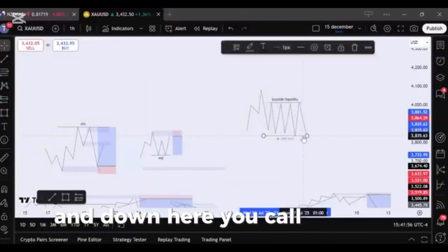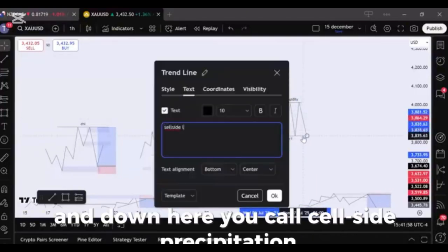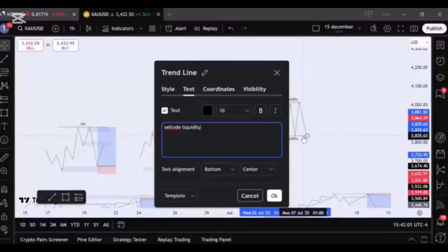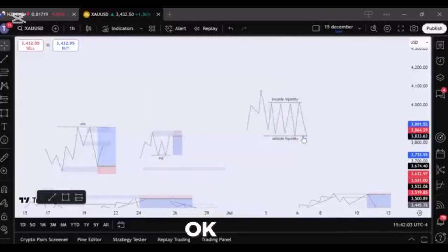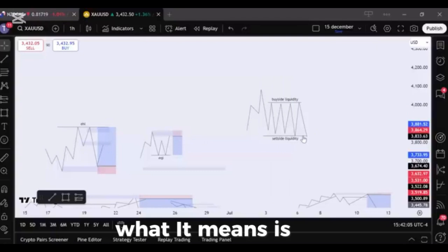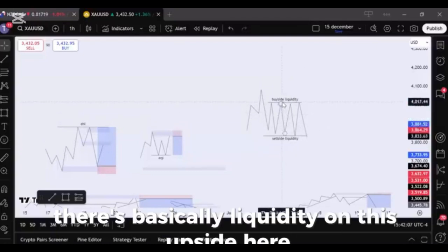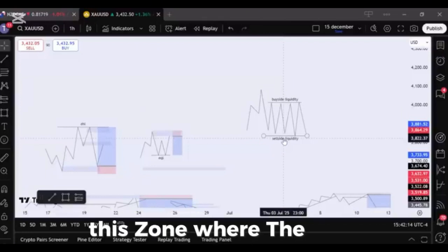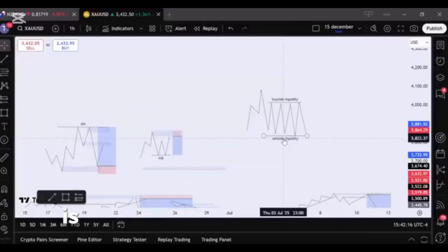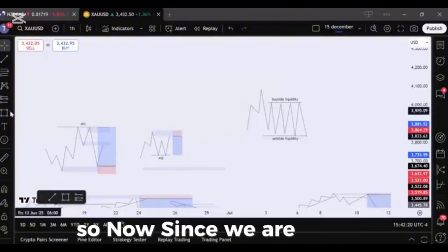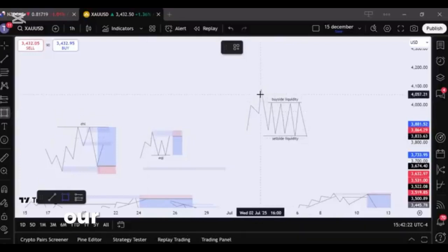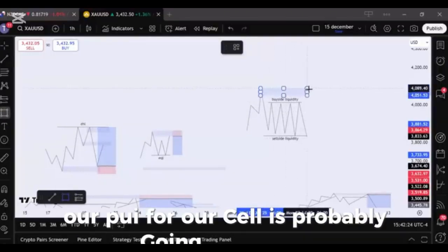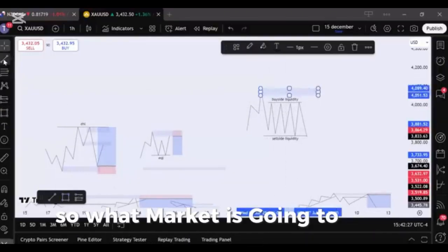Then down here, you call sell side liquidity. Now, what it means is that there's basically liquidity on this upside here, and there's also liquidity on the downside here. But what market is going to do first is this zone where the POI is, where market is going to go and sweep the liquidity first and trigger that POI. So now, since we are bearish because we got this structure shift, our POI for our sell is probably going to be here. So what market is going to do is what?